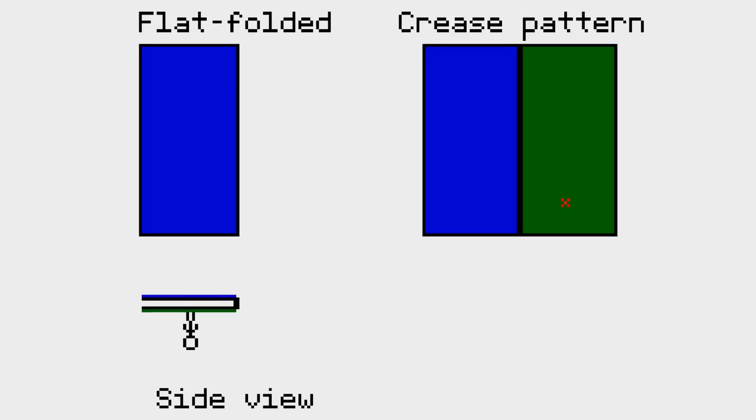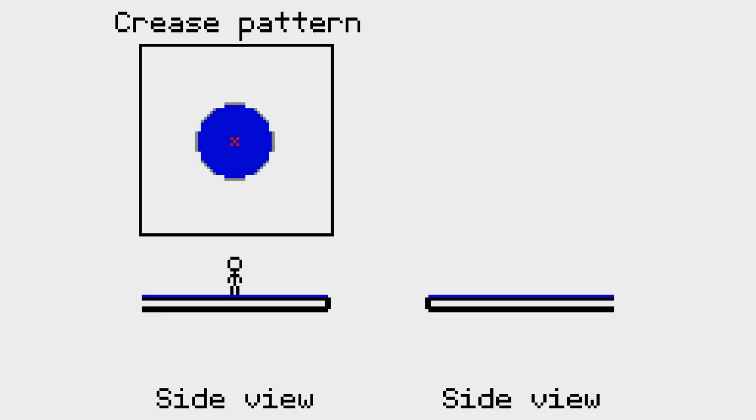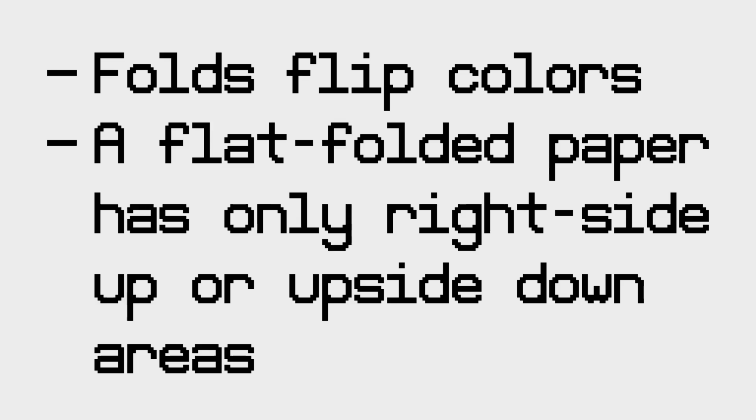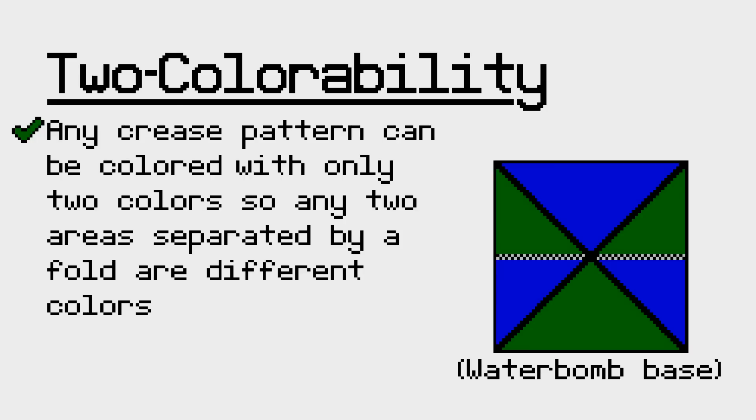Anytime we are right side up, we color the region blue, and when we are upside down, we color the region green. We can only be either right side up and blue, or upside down and green, and the only way to change this is to go across a fold. Therefore, any two regions separated by a fold have different colors, and only two colors are required, satisfying two-colorability.